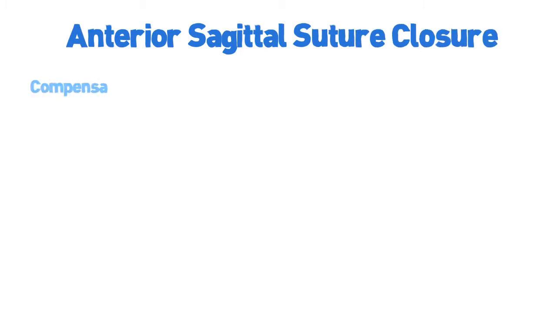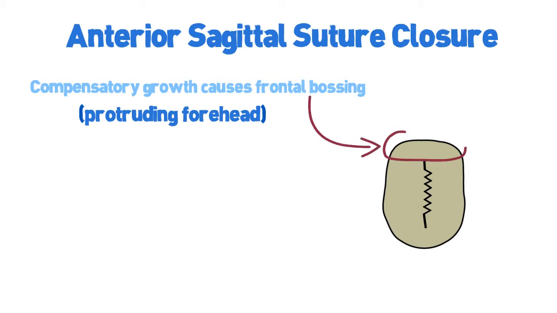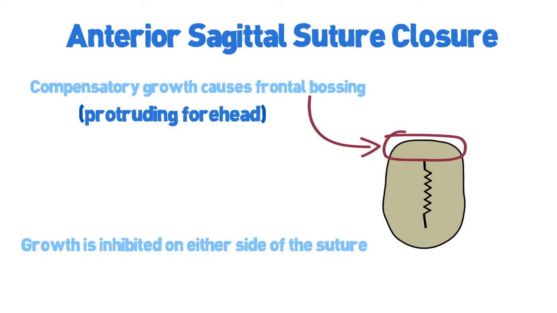With an anterior sagittal suture closure, this growth pattern causes two outward appearance changes. First, frontal bossing, otherwise known as a protruding forehead. Second, a narrow head due to the growth being inhibited on either side of the suture.